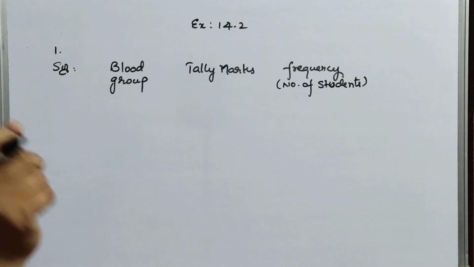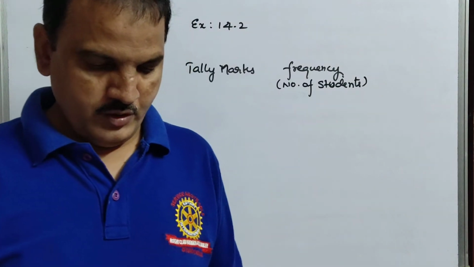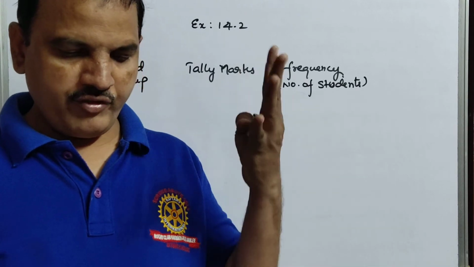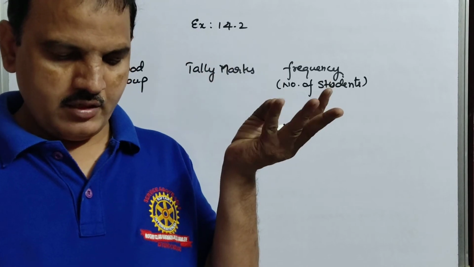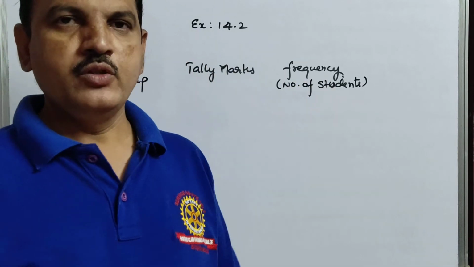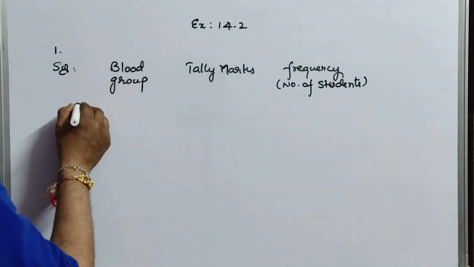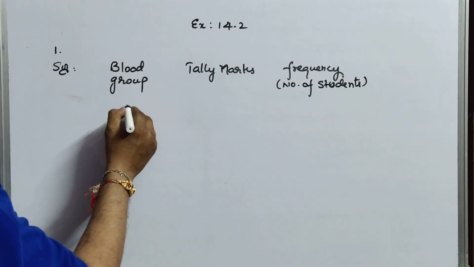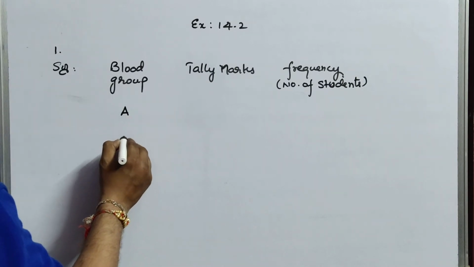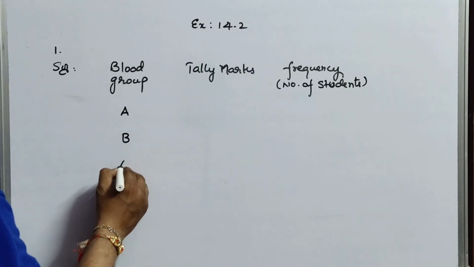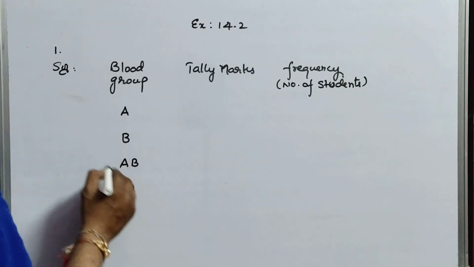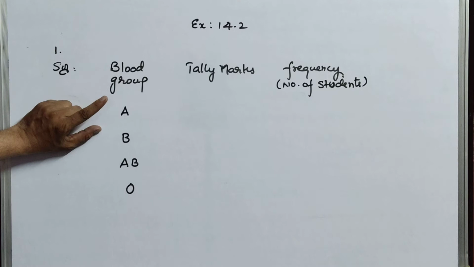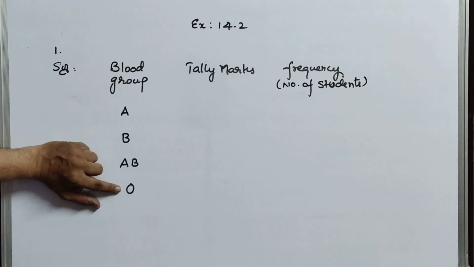Now, first of all, see how many types of blood groups there are. A, B, AB, O. So, 4 different types of blood groups are there. In the blood group column you write A, next B, next AB and O. These are the blood group names in the given table. In the given data you can see A group, B group, AB and O.